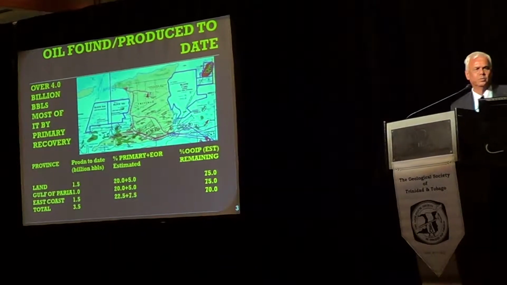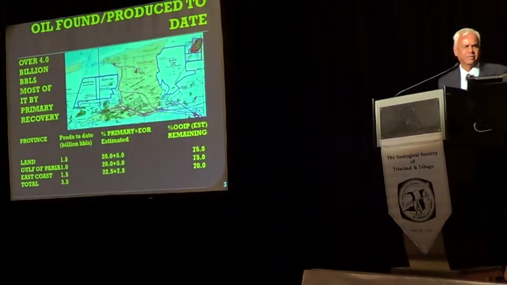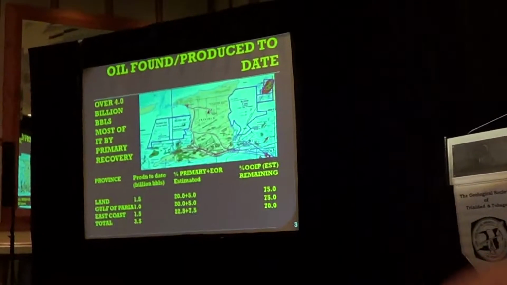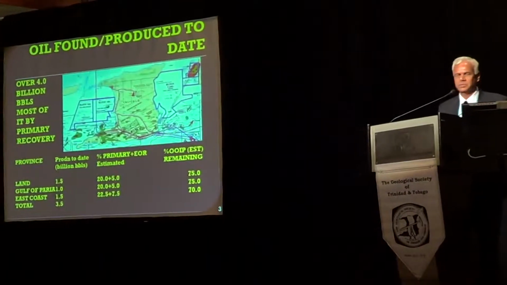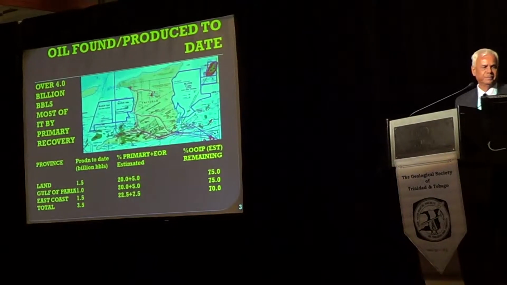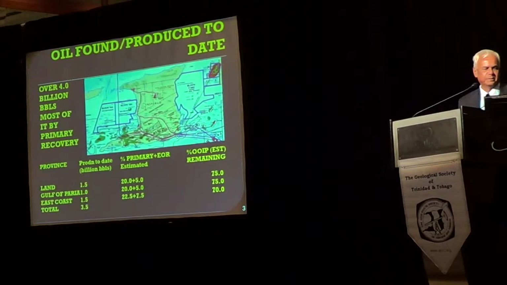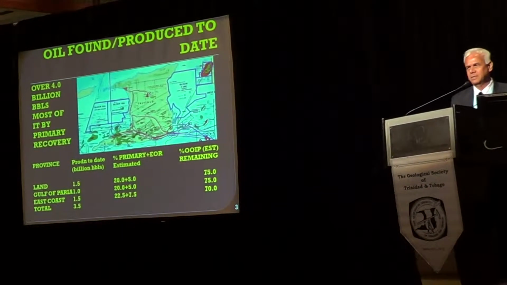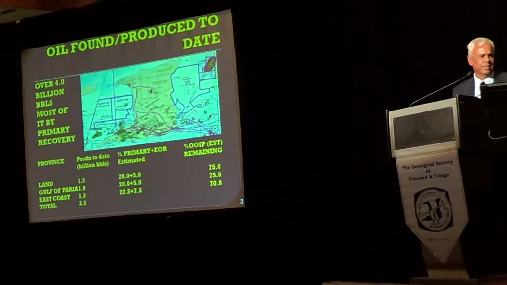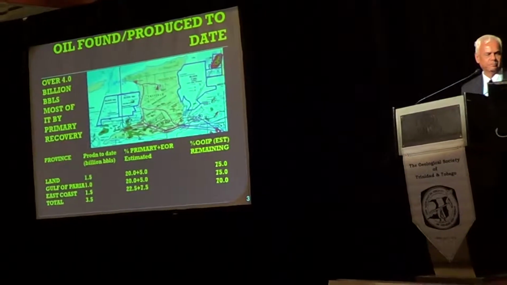As many of you will know, over 4 billion barrels of oil have already been produced in Trinidad and Tobago. Most of it is by primary recovery, and it's split: a lot of it on land, a lot of it off the East Coast, and the rest in the Gulf Coast province.